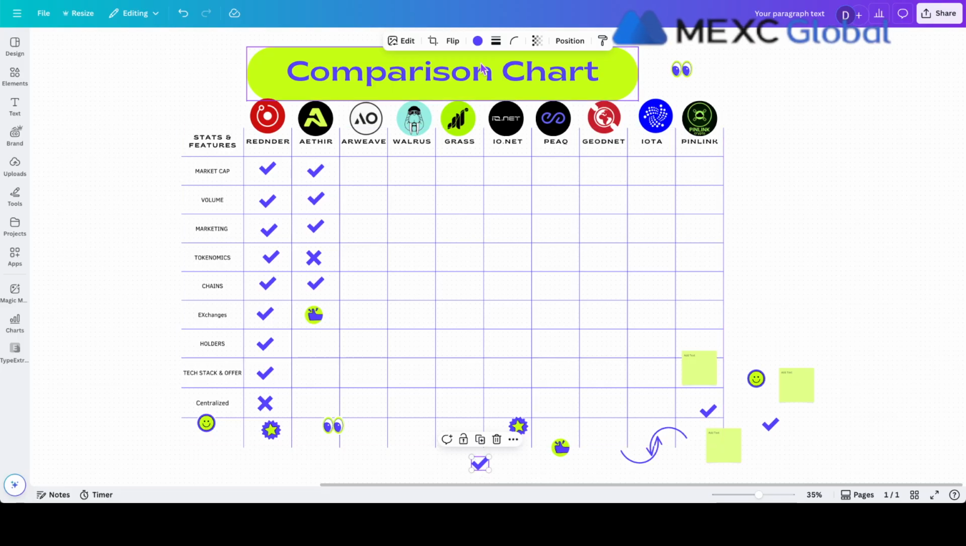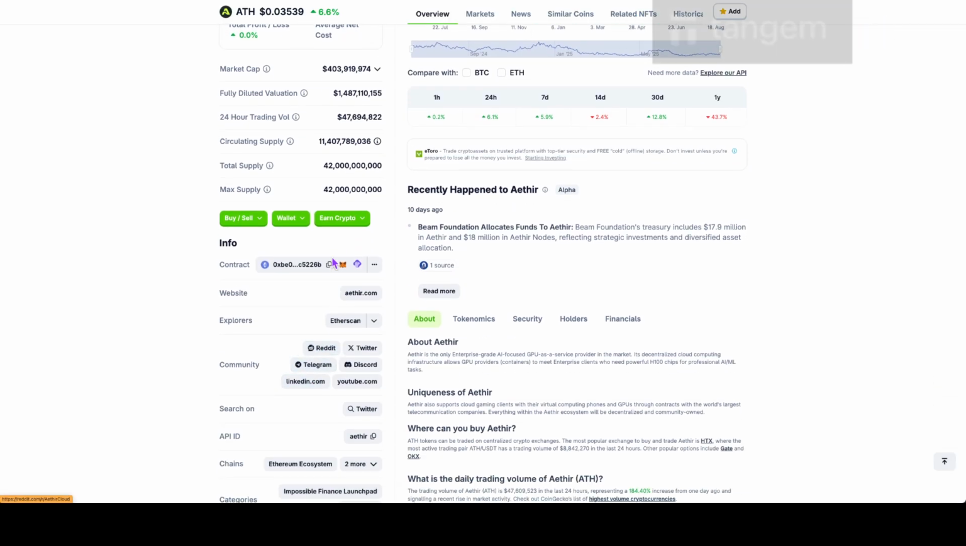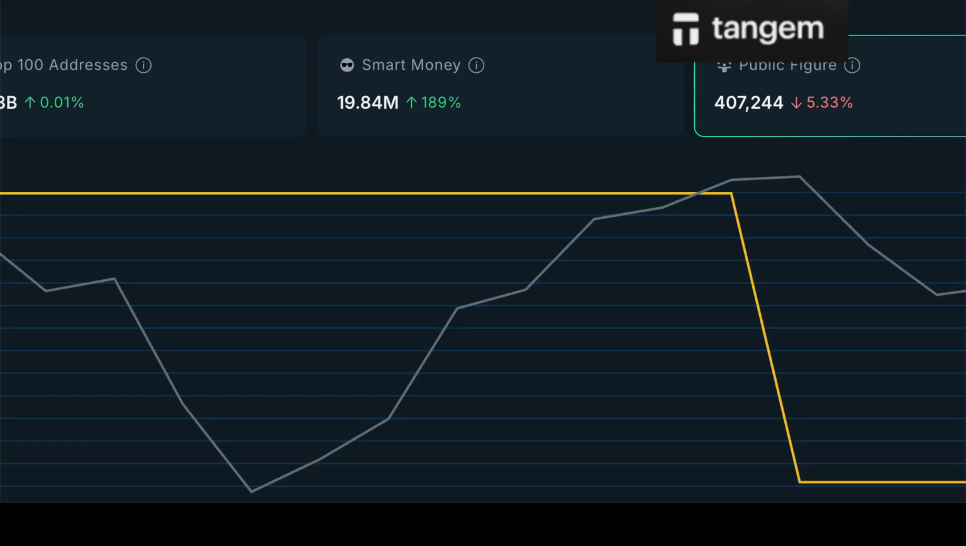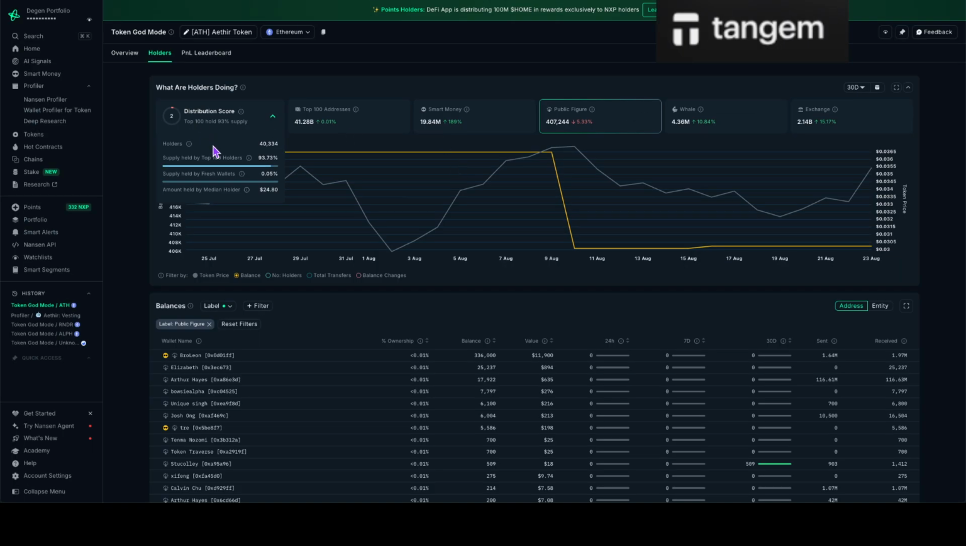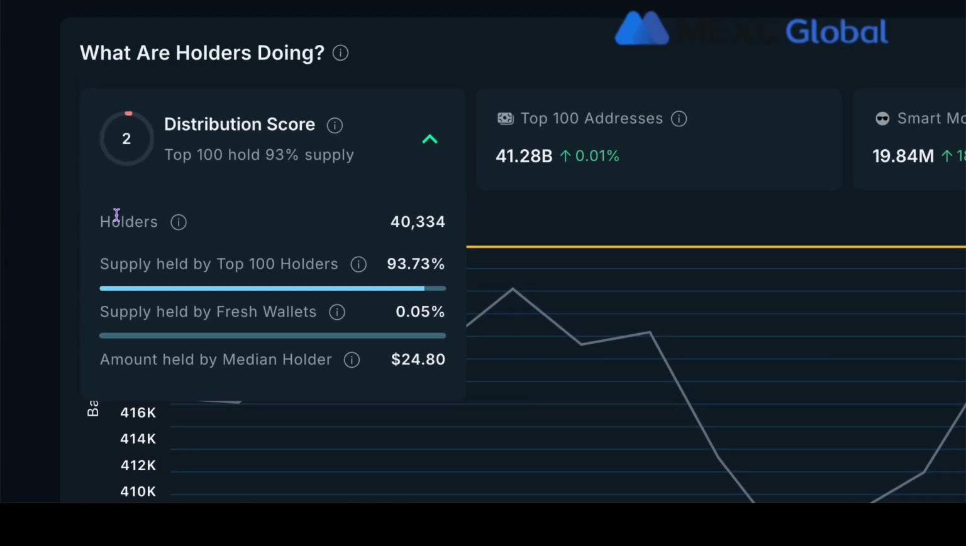I can see price appreciating heavy. Now, in terms of holders, let's go straight on chain. And let's look at, first of all, let's look at DEX here. Let's have a look at the holders. So we can see here, okay, 40,000 holders. So I think they could do more.